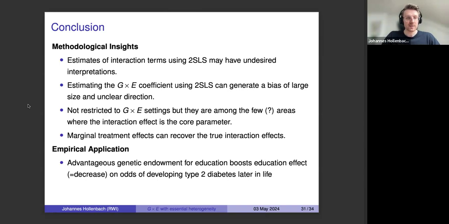Our empirical results, like I've shown you, are first of all that two-stage least squares would lead you to believe that advantageous genetic endowment for education would boost the education effect on type 2 diabetes. But actually, marginal treatment effects, estimating the true interaction effect, would lead you to believe the opposite, so that education would serve those with lower genetic propensity for education.